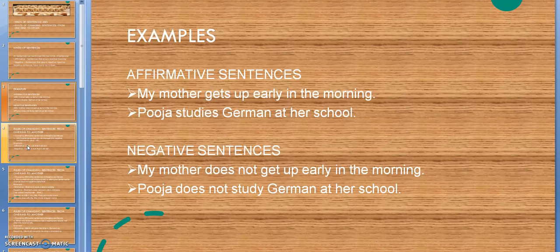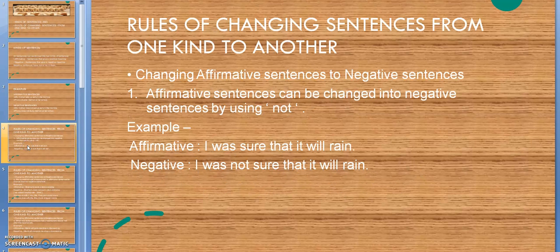But while changing one type of sentence to the other, we need to follow certain rules. So now let us discuss what are those. Changing affirmative sentences to negative sentences. Affirmative sentences can be changed into negative sentences by using not, as we discussed just now.